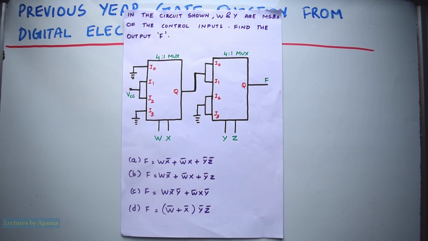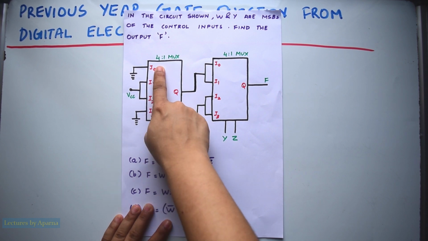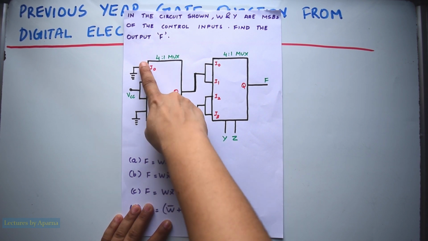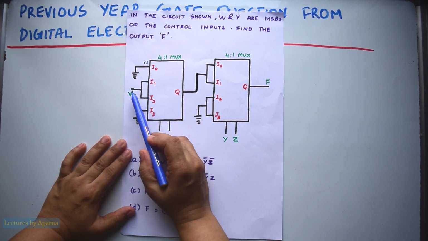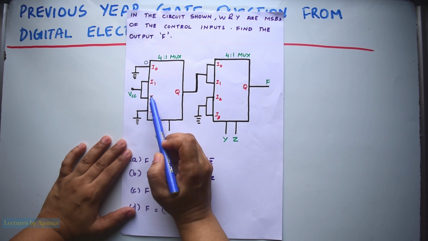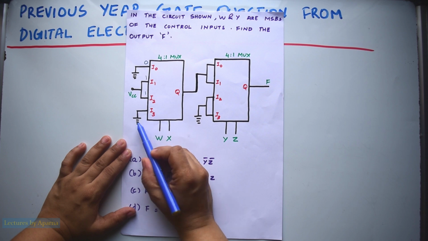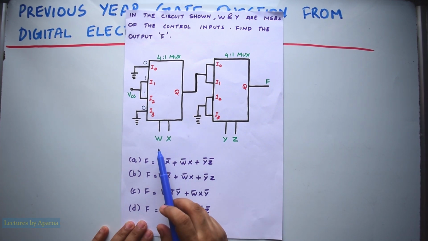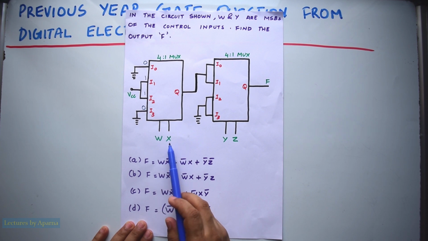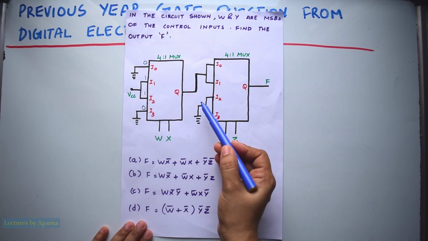So here there are two 4x1 multiplexers. In the first multiplexer, at I0 ground is connected, so we will take it as a 0. At I1 and I2, VCC is connected, so at I1 and I2, we put it as 1. And at I3, ground is connected, so we put a 0 here. The control inputs of the first multiplexer are W and X. So depending on the input combination coming at W and X, any one input will be selected at the output.